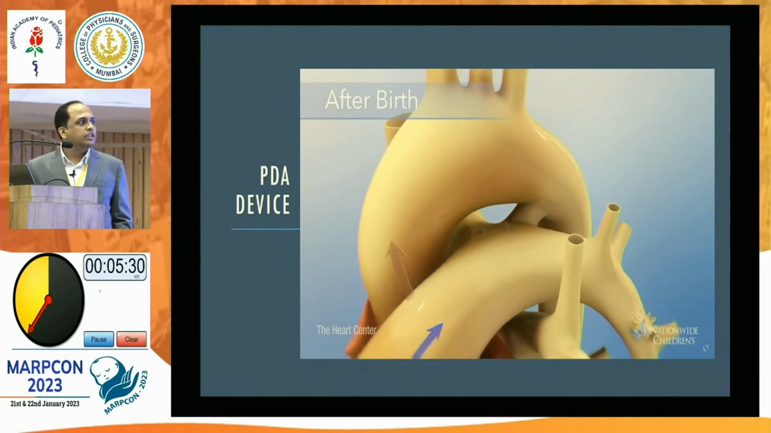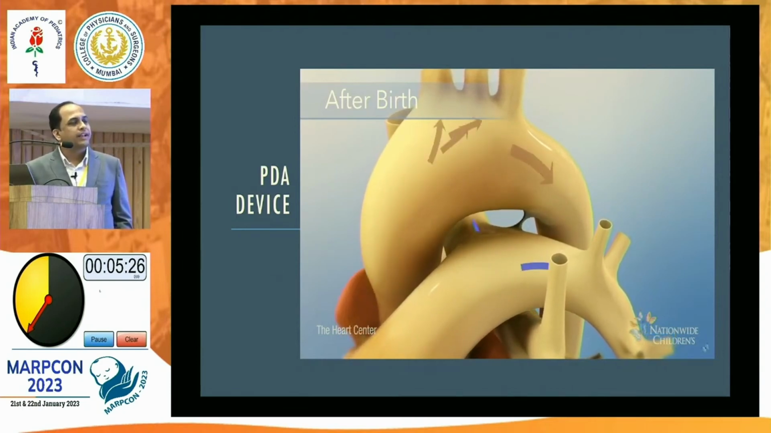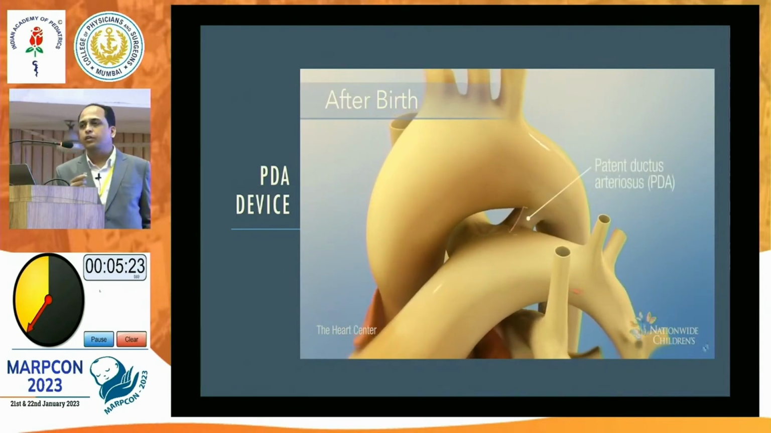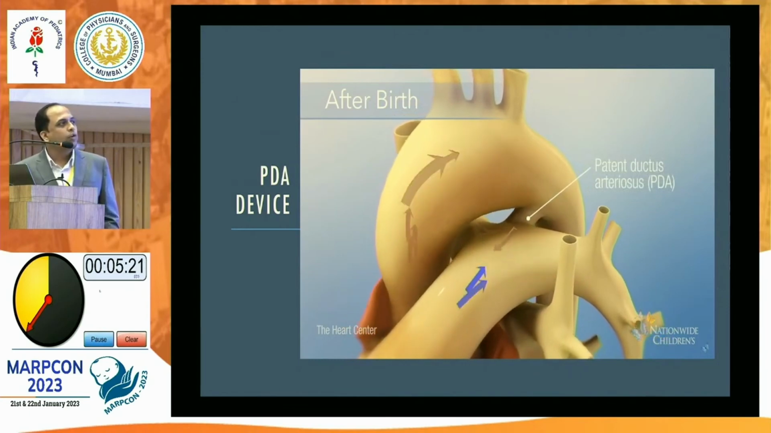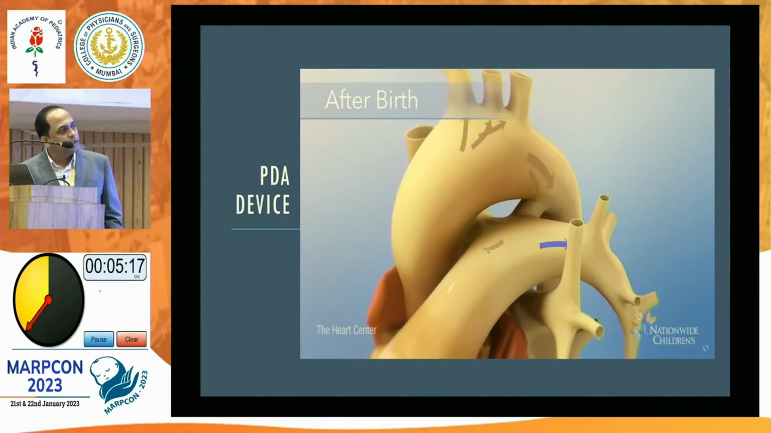After birth, it is supposed to close, initially with physiological closure by constriction, and then anatomical closure might take another 3 to 4 weeks. If it remains open, what will happen? The aorta has a higher pressure, so red blood, that is oxygenated blood, from the aorta is coming to the pulmonary artery.